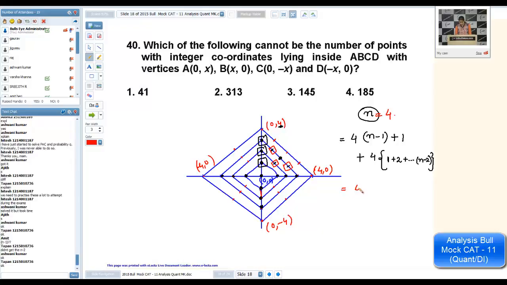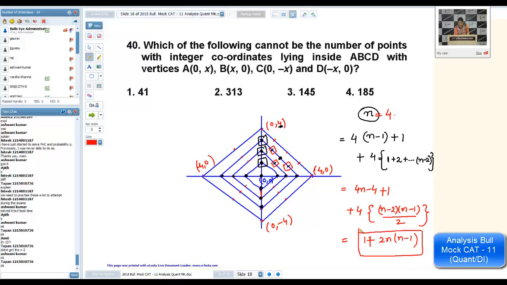So you can solve it. It comes out to be 4(n minus 1) plus 4 times the sum. You can apply the formula, that is n into n plus 1 divided by 2. Now you can solve it, and now you can mark the option. So it comes out to be 1 plus 2n(n minus 1). You should remember this formula. Inside the boundary and including the boundary, 1 plus 2n(n minus 1) formula.